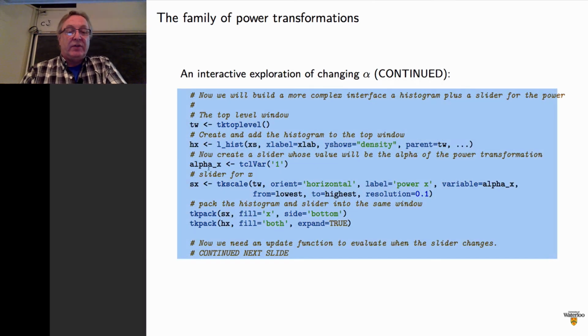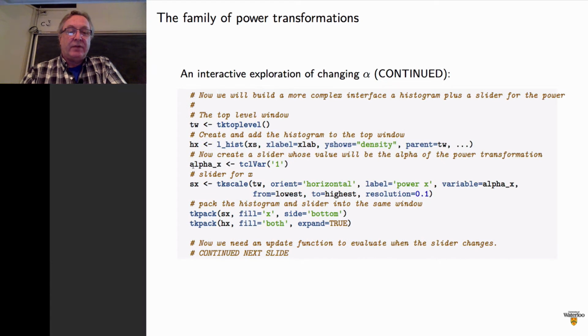I'm going to have an alpha level, which is going to be some variable, tclVar with value 1. And then there's going to be a funny thing here called a scale, and that's going to be a slider. So I'm going to have a slider here that's going to be a horizontal slider. I'm going to call it power X. It's going to go from lowest to highest and with these steps, that resolution. And the variable that it's going to track is the variable alpha X.